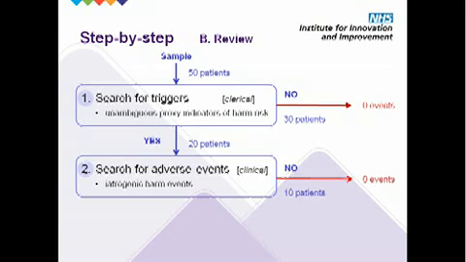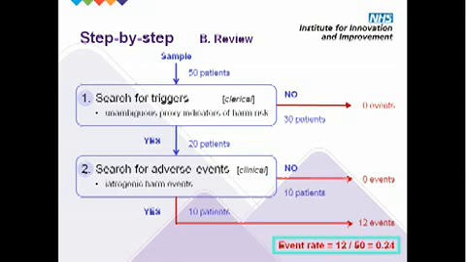So we've got 20 patients we look through, and 10 of them have no adverse events, and again that's the end of their case note review. The remaining 10 had a total of 12 events, and from that you can work out your event rate by dividing the 12 events by the 50 patients that we started with.